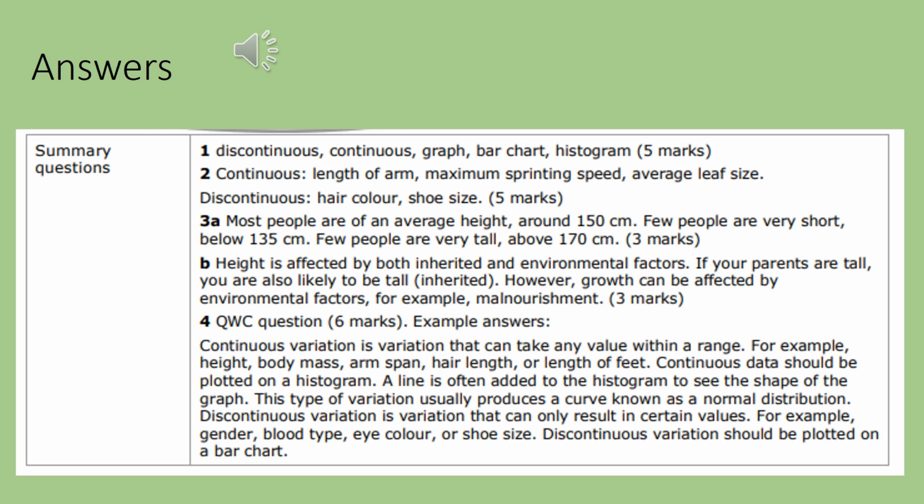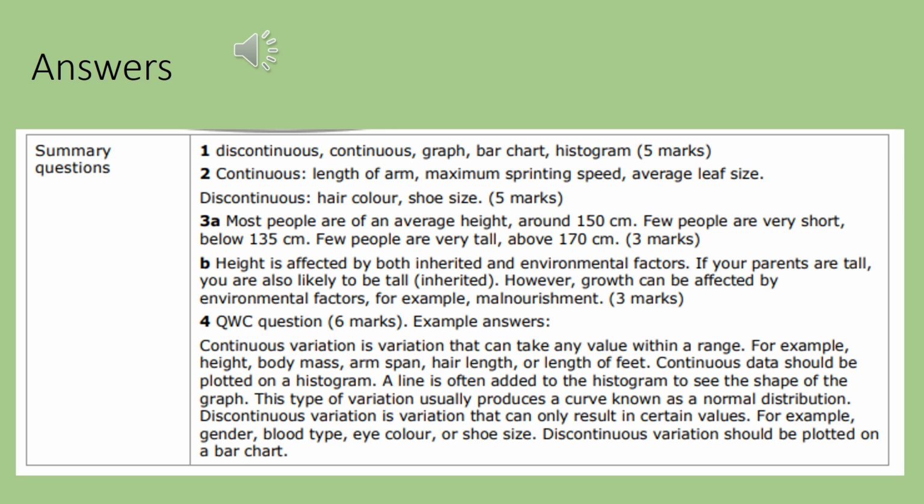Discontinuous variation is a variation that can result in certain values. For example, gender, blood type, eye colour, or shoe size. Discontinuous variation should be plotted as a bar chart. So this question asks for 6 marks.